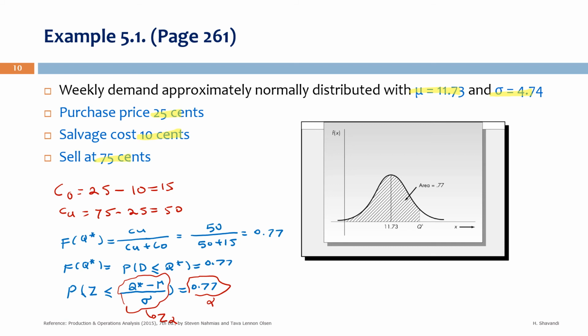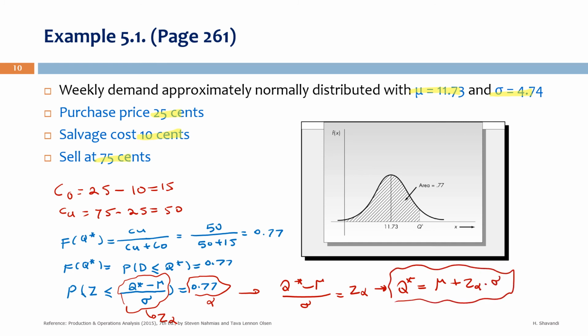So we can use the standard normal distribution table to obtain the Z alpha based on the alpha. So here the alpha is 0.77. Let's have the general formula first, and then we'll obtain the value for Z alpha. So we'll say (Q star minus mu) over sigma should be equal to Z alpha, right? And then Q star will be mu plus Z alpha times sigma. So that's our general formula for normal distribution.